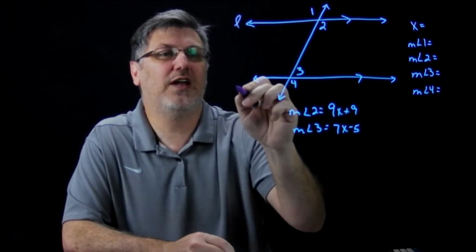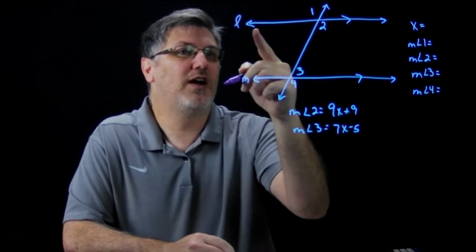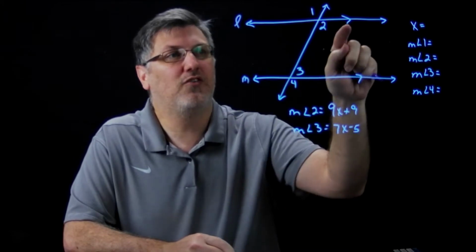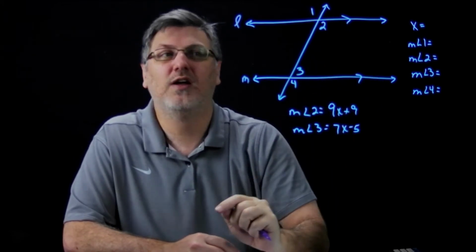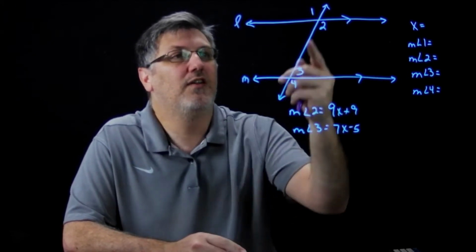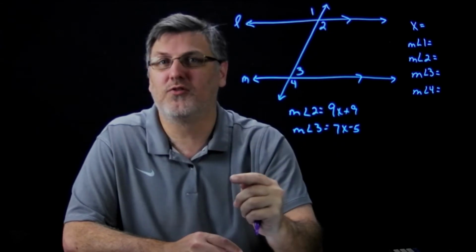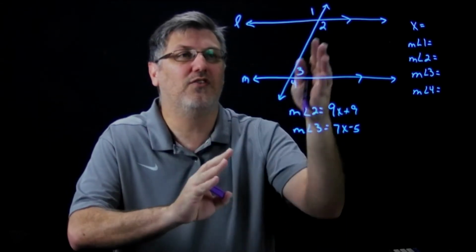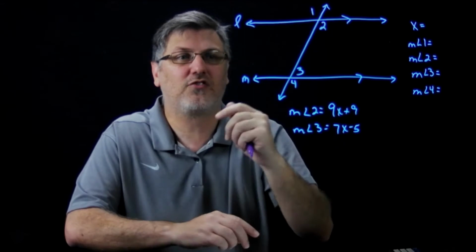All right, so here we have a simple basic setup of a parallel line cut by transversal. Let's call this line L and this line M. So line L and line M are parallel. We can tell because of these little arrow marks in the lines. And then the line coming through this is called a transversal. Now it could be in all types of different ways. I just happen to draw it this direction.